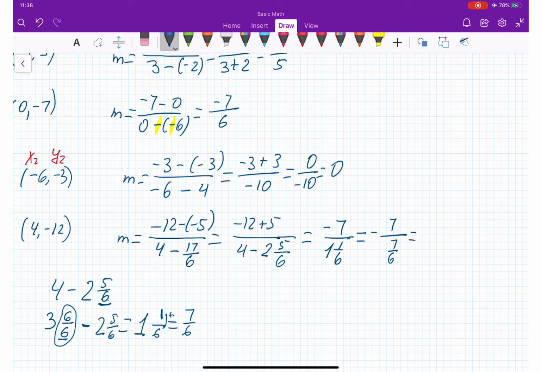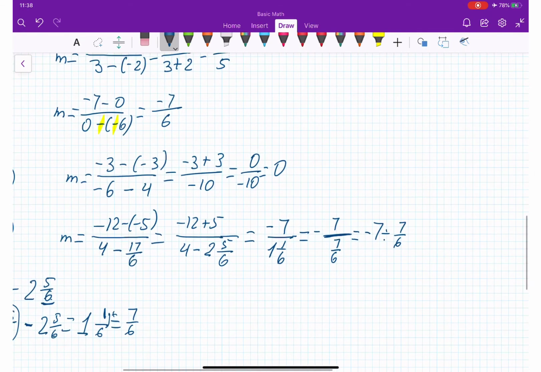So here we get, since this fraction line is a division, we are getting negative 7 divided by 7 over 6, which is going to be negative 7 times, we flip the fraction, 6 over 7. And as a result, we get negative 7 times 6, and here we have 7.